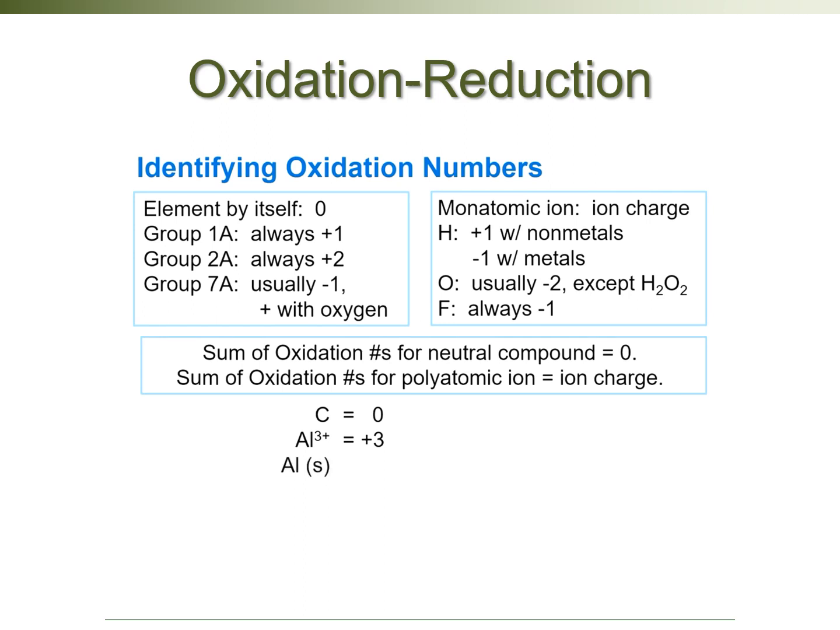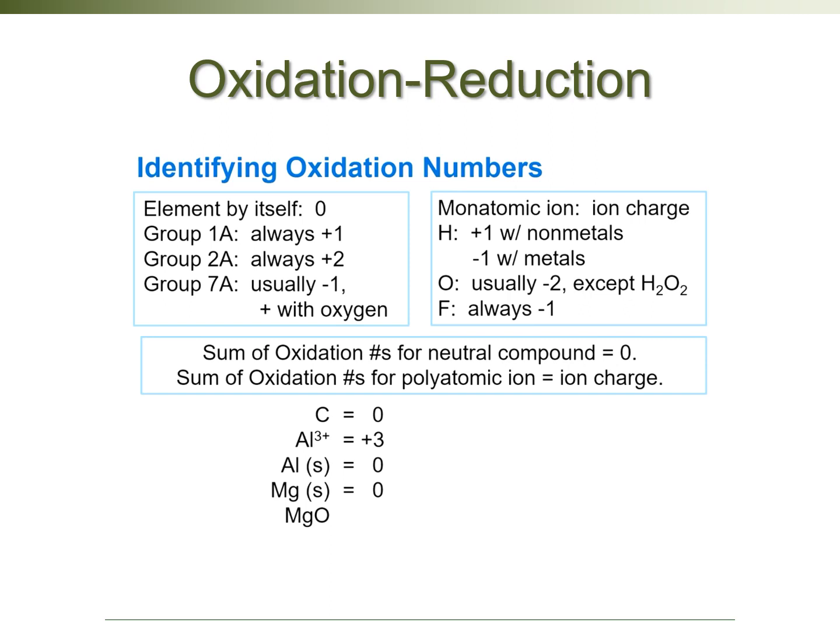Oh, what about aluminum in the ground state? Well, in this case, it's not a monatomic ion. In this case, it is an element by itself, and its oxidation number would be 0. What if we had magnesium by itself? Magnesium is a group 2A, but it's an element by itself, so it ends up getting an oxidation number of 0. What if magnesium was in a compound like magnesium oxide?